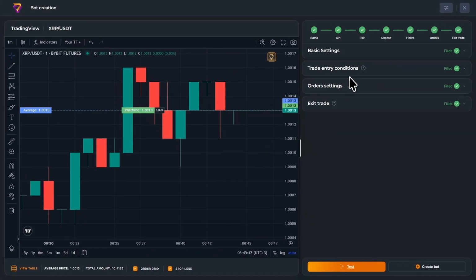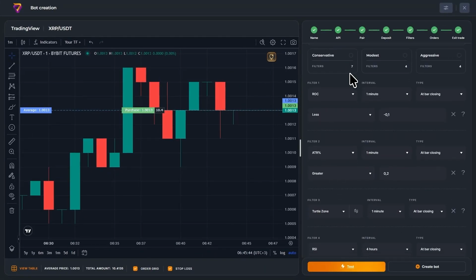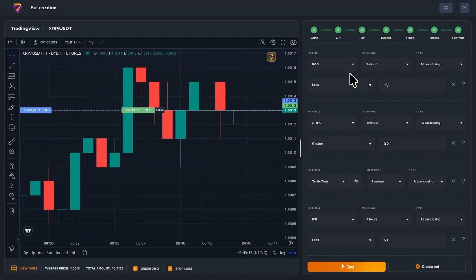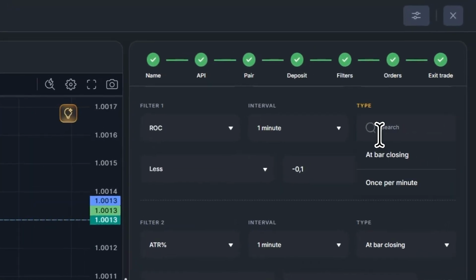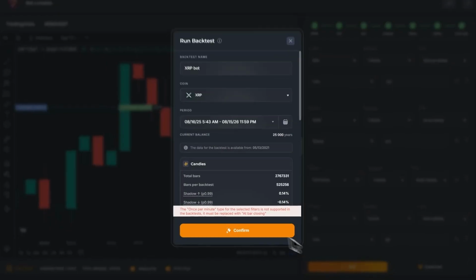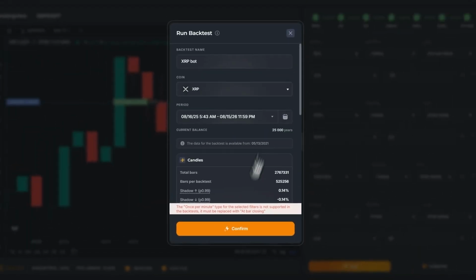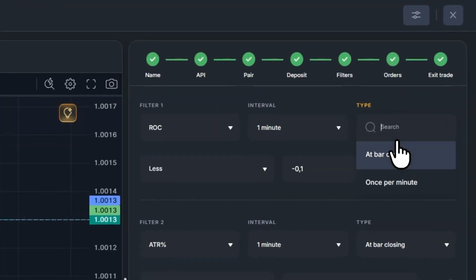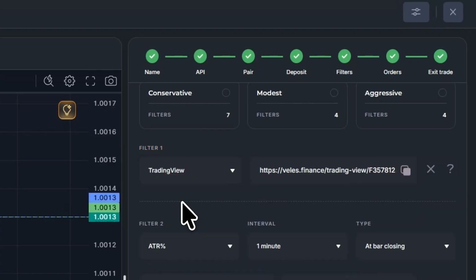Filter requirements. For a test to run successfully, the calculation method in all bot filters must be set to on-bar close. The once-a-minute mode is not supported by backtesting. Also, note that tests using TradingView signals cannot be run.